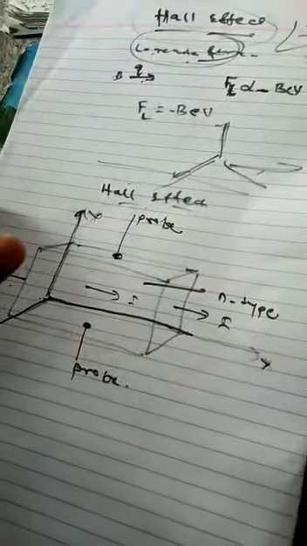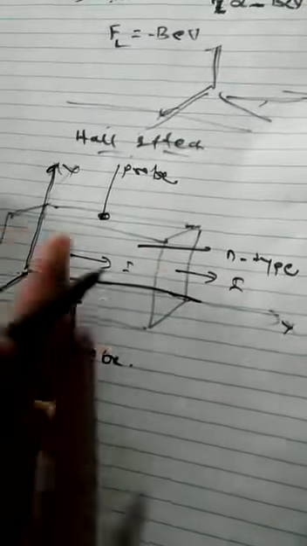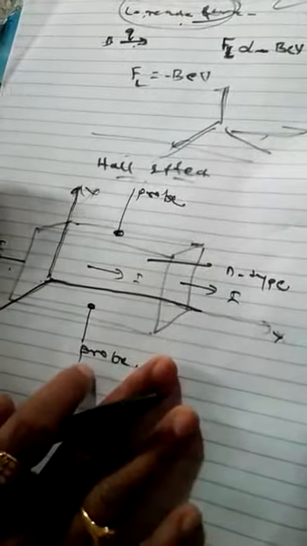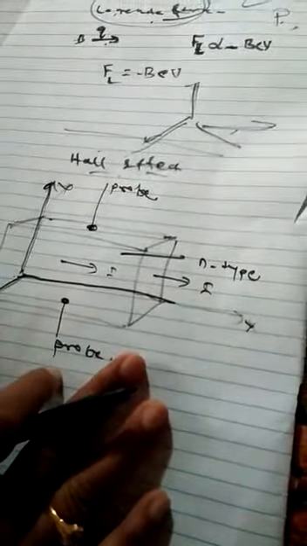an electric field is induced across the material in a direction perpendicular to both the direction of the magnetic field and the direction of the current flow. This phenomenon is known as the Hall effect. According to Fleming's left hand rule, it will be like this.